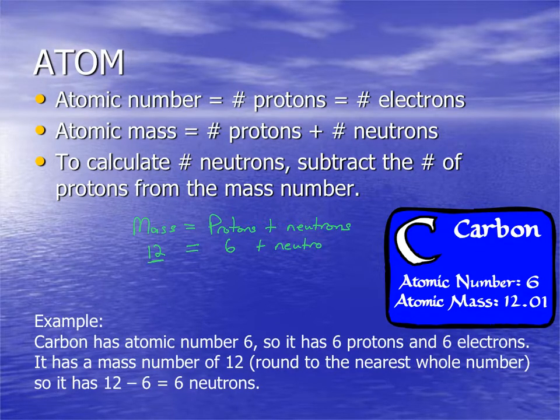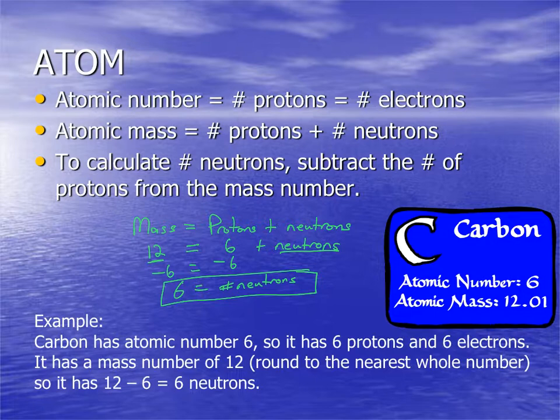Well, this is just a simple application of algebra. So how do I get the neutron number by itself? I subtract 6 from both sides, and that equals 6. So the number of neutrons is equal to 6.